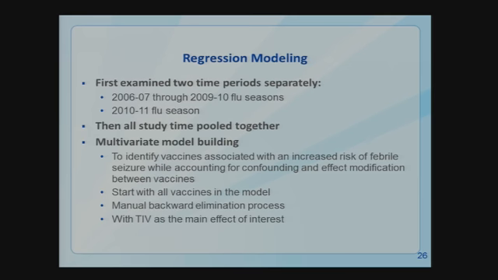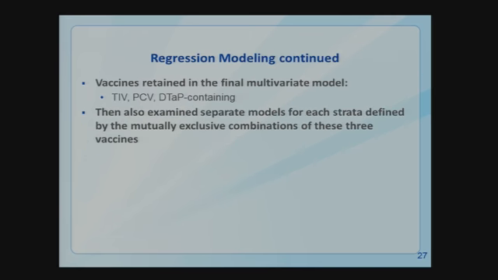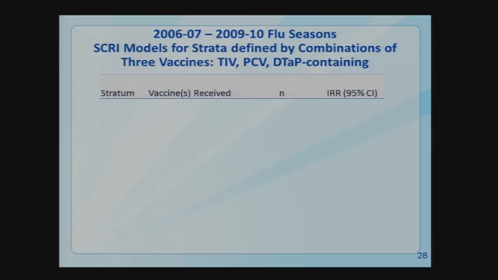So again, we started out by considering all those vaccines that were shown in the previous slide, and we used a manual backward elimination process to consider all of them and look for those that had some effect on febrile seizure, using TIV as our main effect of interest. So I'm not showing all that iterative process by looking at a lot of different models, but basically the final result is the vaccines retained in the final multivariate model were TIV, PCV either 7 or 13, and the DTaP containing vaccines considered as a group. And so once we identified those vaccines using that process, we then went on to also look at those in stratified models defined by the mutually exclusive combinations of these 3 vaccines, which is what I'll show on the next slide to illustrate our findings.